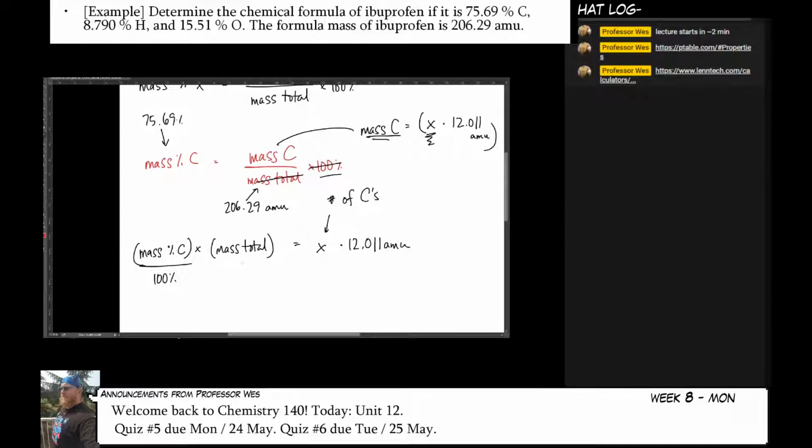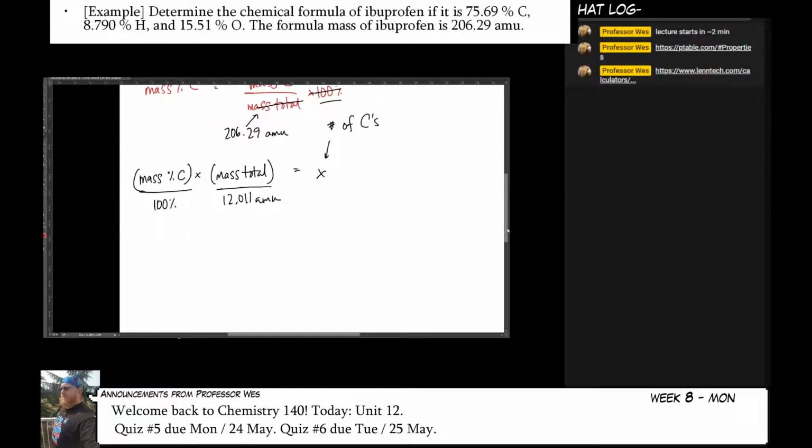Well, I'm just going to divide by 12.011. And we'll solve for X here. So this is going to be 75.69% over 100% times the total mass divided by carbon's mass.